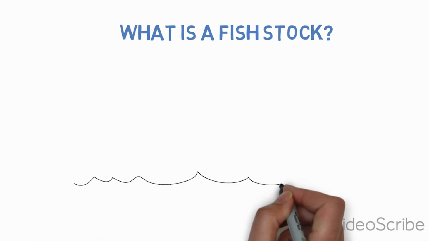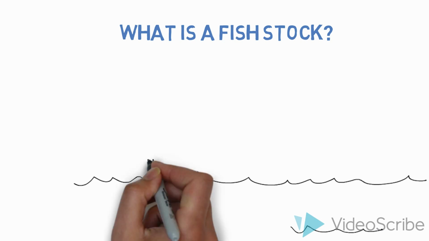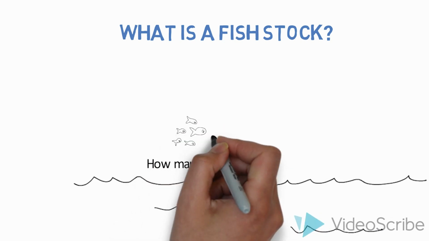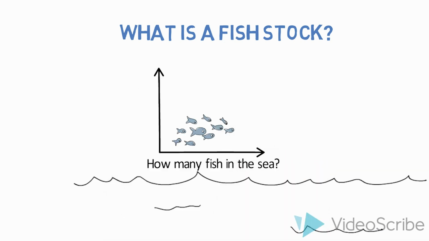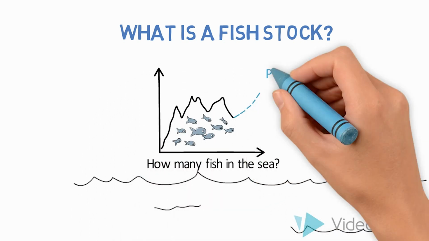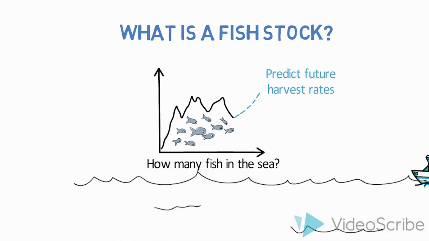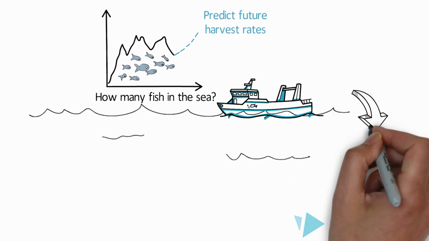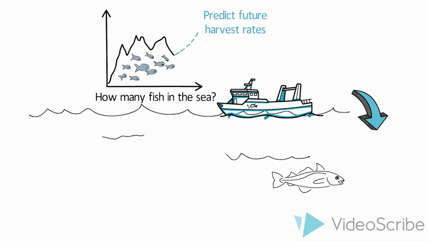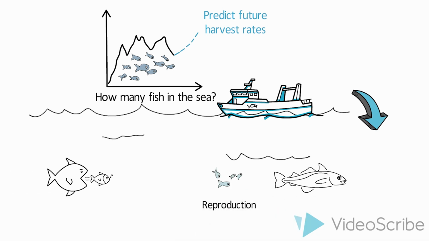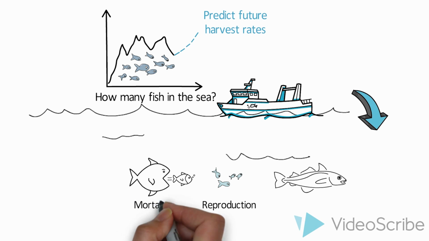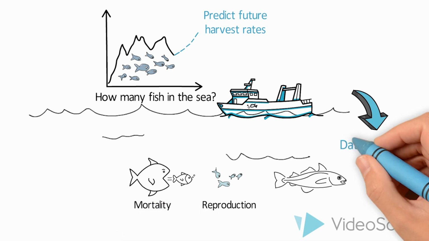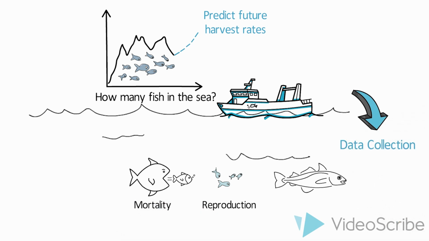Fisheries stock assessments generate our understanding of how many fish are in a stock in the sea, so that we can predict future harvest rates that are sustainable. To perform a stock assessment, we first need to understand the population dynamics within the fish stock, so things like reproduction and mortality rates. This is achieved through a variety of fisheries data collection.